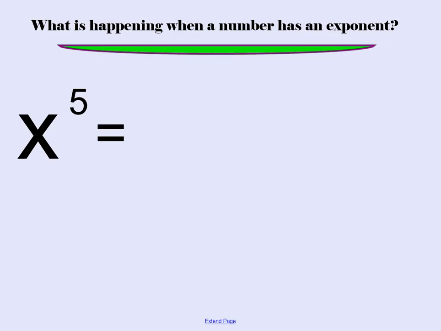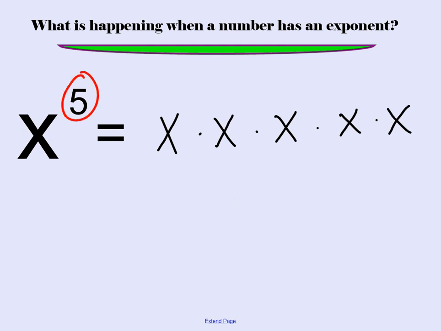First thing we need to know is what is happening when a number has an exponent. So we have x to the 5th power right here. What that is really saying is that we have x times x times x times x times x. And notice this 5 tells us that we multiply x by itself 5 times.